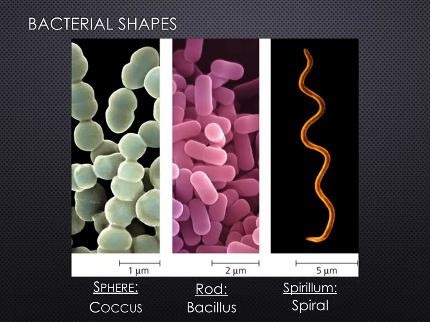The middle you can see are rod-shaped, and those we call bacillus. And then on the far right, we see the spiral shape, which is called spirillum.